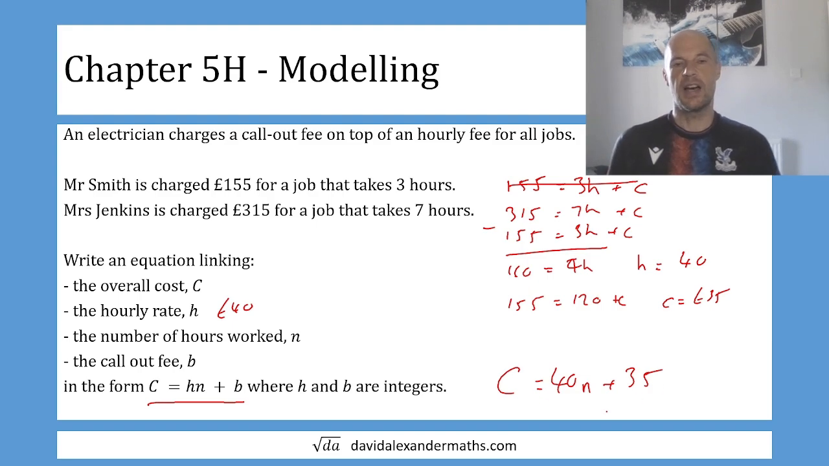Sometimes there might be another question where, you know, Mr. Jones is being charged for a job that takes 10 hours. What would the total cost be? Well, that'd be 40 times 10 plus 35. Or you could say, you know, Bob is charged £1,000 for a job. How many hours would the job have lasted for? So again, just substituting 1,000 for the cost, rearrange and solve.